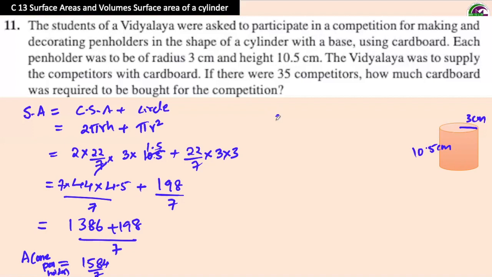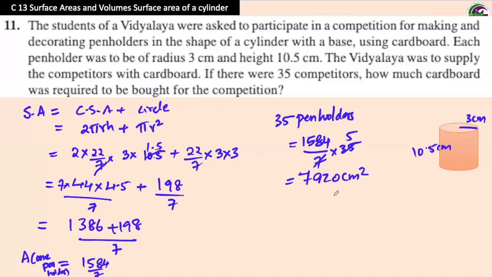Now to make 35 pen holders, we multiply the area of one pen holder by 35. So 1584 divided by 7 multiplied by 35. So which is equal to 7920 centimeters square of cardboard is needed for 35 such pen holders.